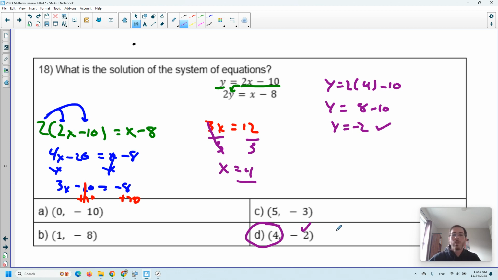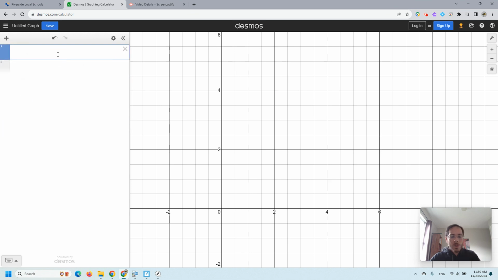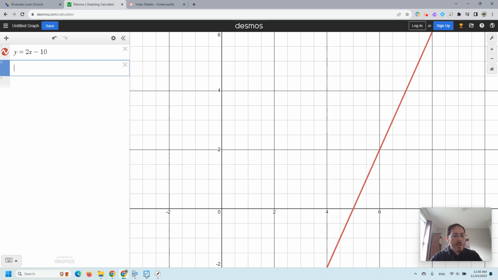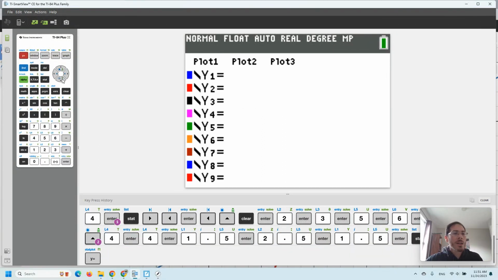If I'm feeling super unconfident, I'm going to go ahead and just plop it into my Desmos and see what I get. So I got y equals 2x, completely forgot what it was, minus 10. And Desmos is nice because I can type in 2y. I can just throw that in right away. 2y equals x minus 8. And just like the question we did a couple of questions ago, I just look to see where they connect. They connect at 4, negative 2. Pretty easy.